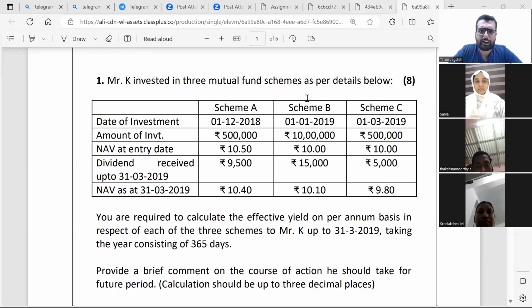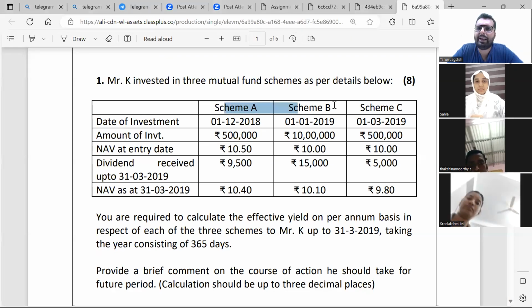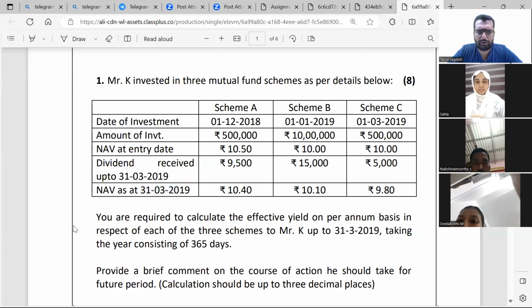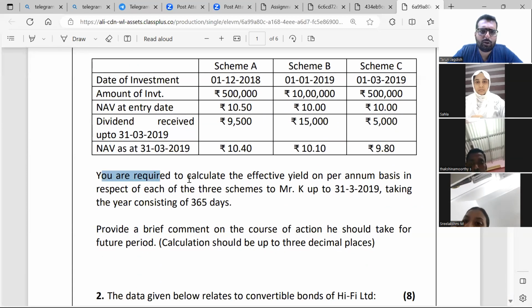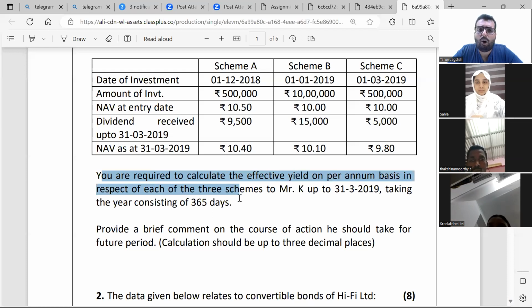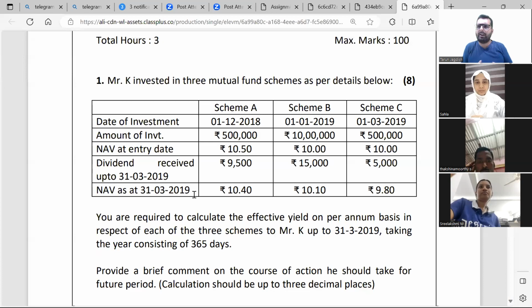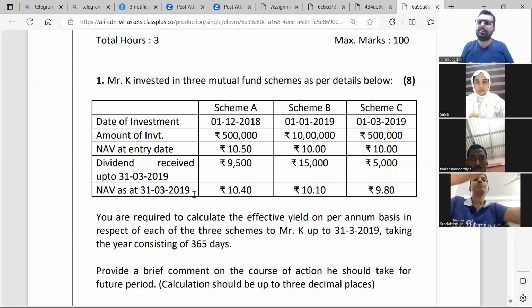Okay, friends. All right. So now this is a question on scheme A, scheme B, scheme C. The investment date is given, the amount of investment is given, NAV, opening date, dividend, etc. are given over here. All right. Now they want you to find out the effective yield on a per annum basis. So, friends, I am not sure how many of you are my regular students and how many of you are not. Doesn't matter. This is a general session for everyone.